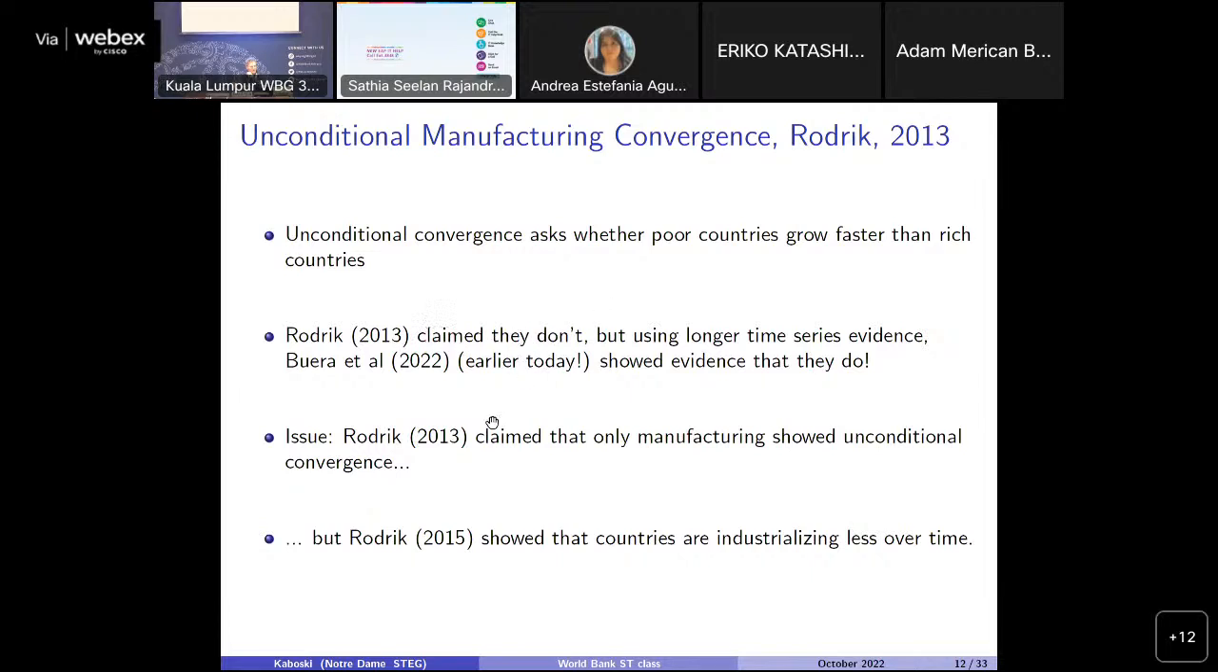That's about overall convergence, but the second part is about, you know, what this title says, about the manufacturing. And Rodrik claimed that only manufacturing showed unconditional convergence. I'm going to claim that overall the entire economy shows unconditional convergence. And then it becomes a problem because he later shows that countries are industrializing less over time. So I'm just repeating a bit what I said last slide.